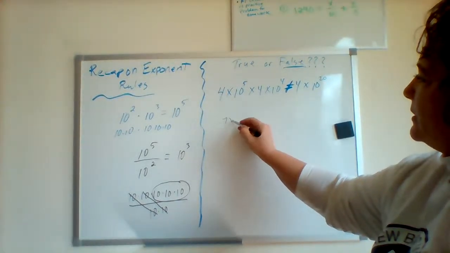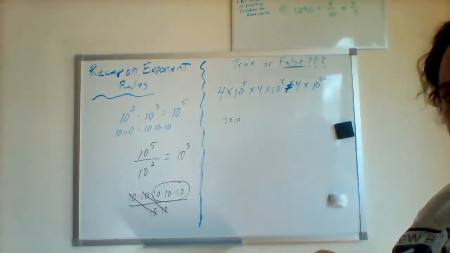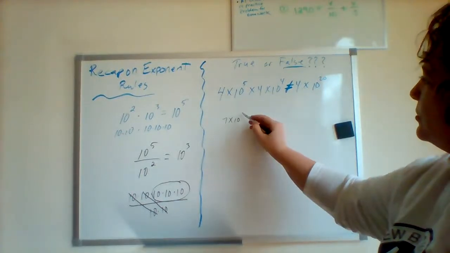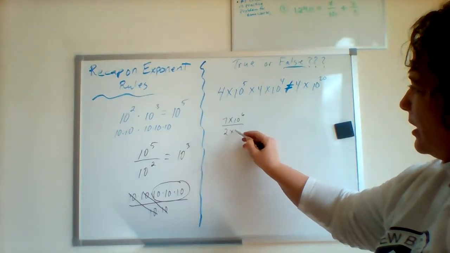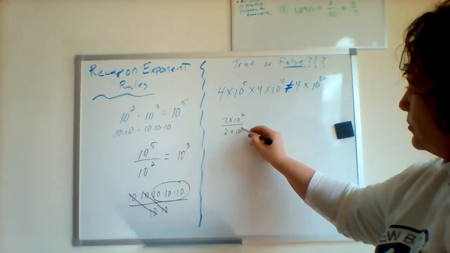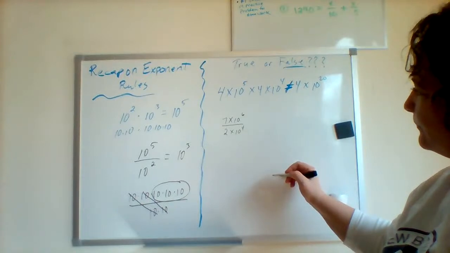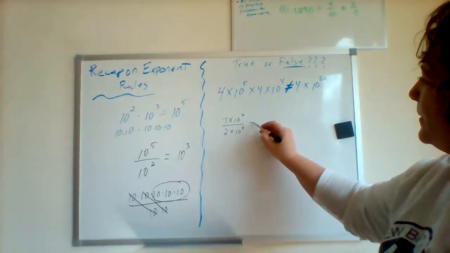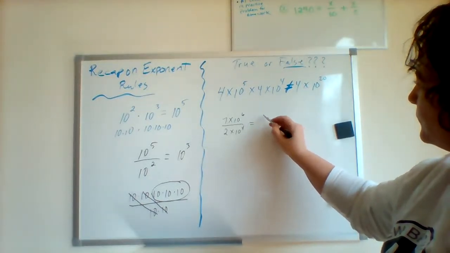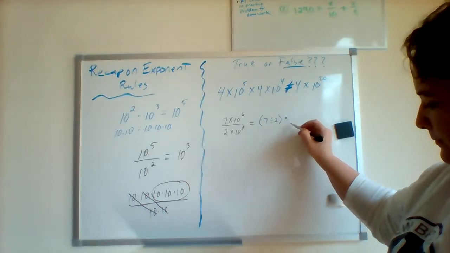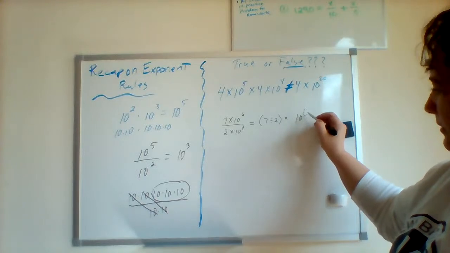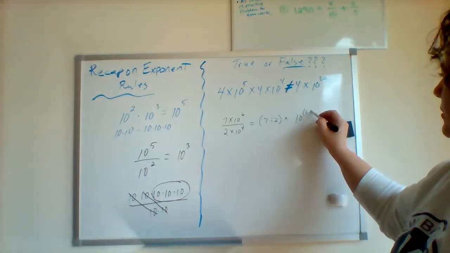If we had 7 times 10 to the 6th power, and I wanted to divide it by 2 times 10 to the 4th power, would it be equal to 7 divided by 2 times 10 to the 6 minus 4?